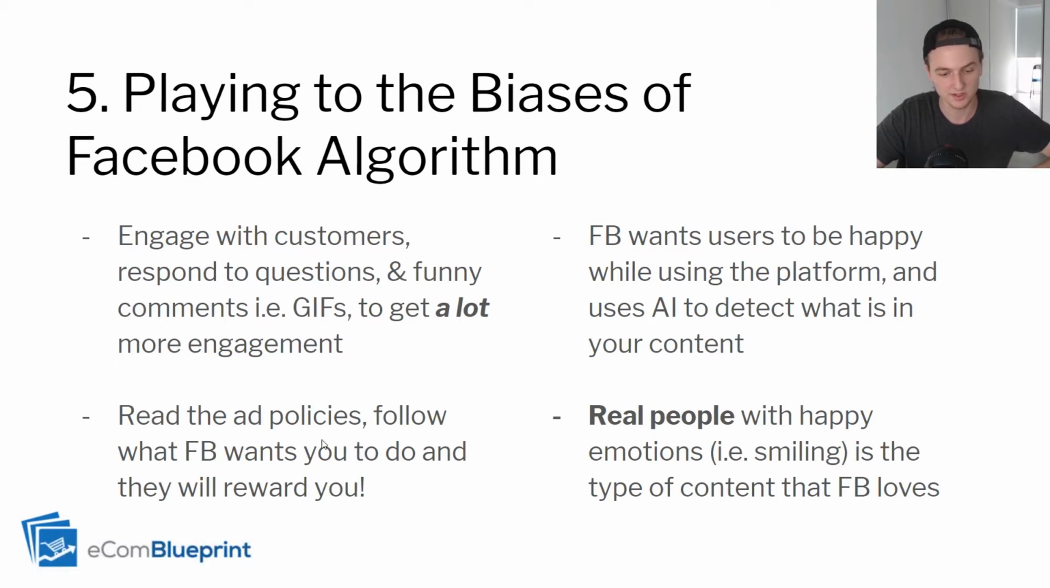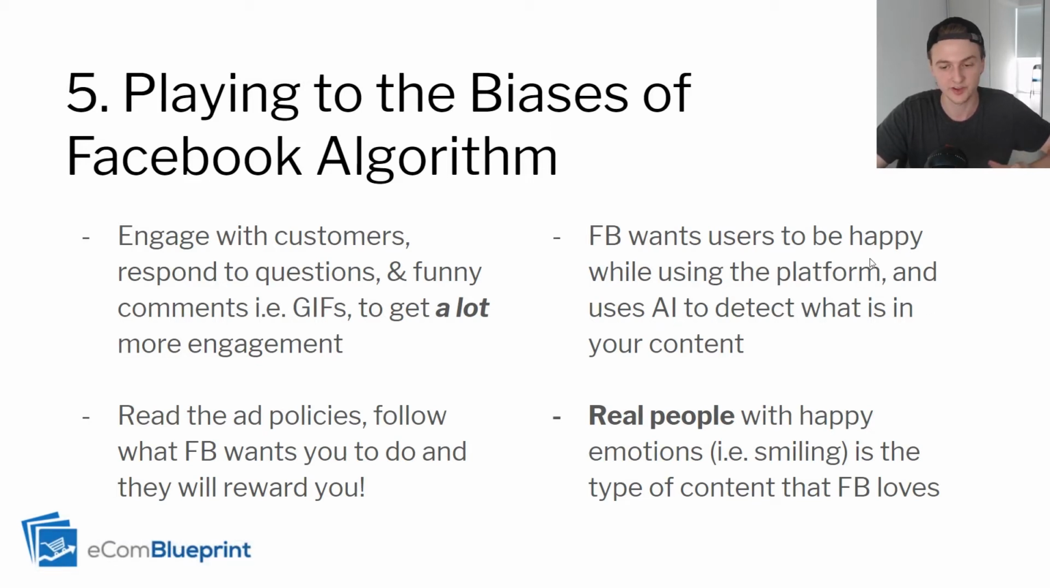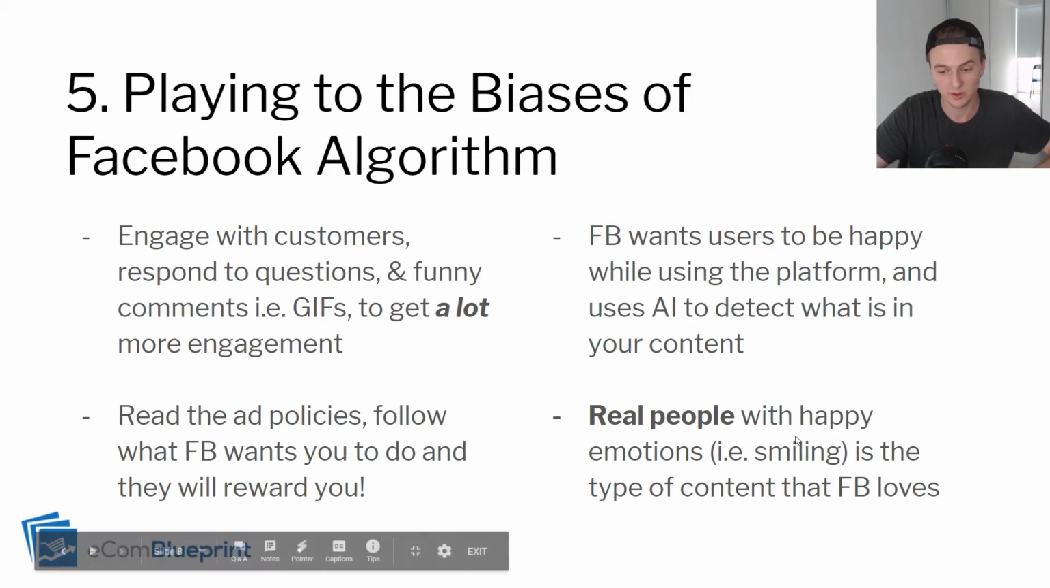Read the Facebook ad policies, follow what Facebook wants you to do, and they will reward you. If you look at the top advertisers on Facebook, they do exactly what Facebook wants them to do. And so just read Facebook's recommendations and follow that, and usually it'll work really well. One more thing is Facebook wants users to be happy on the platform, and it uses AI to detect what's in your content. Facebook by default prefers happy content. And so real people with happy emotions is the type of content that Facebook loves. And so this is the type of content that does best.